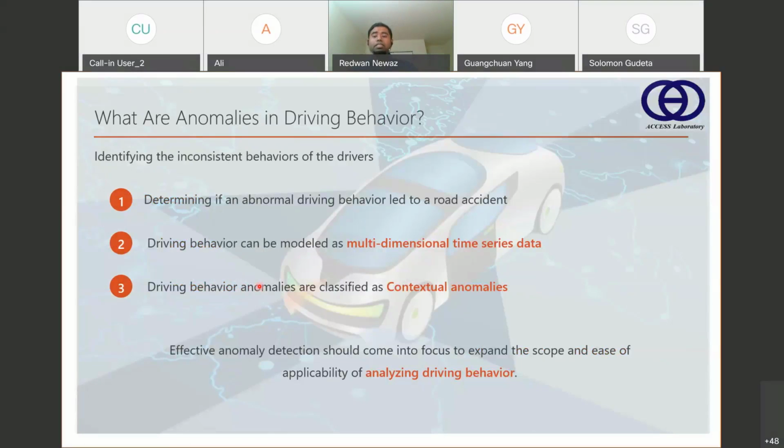In the realm of signal processing and driving behavior analysis, anomalies are inconsistent driving behaviors, which may lead to a road accident. Since driving behavior can be modeled as multidimensional time series data, this type of anomaly is referred to as a contextual anomaly. We are interested in effective anomaly identification in driving behavior, which is one of the crucial steps for ensuring safe driving.